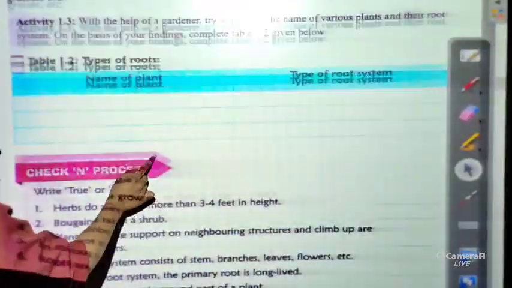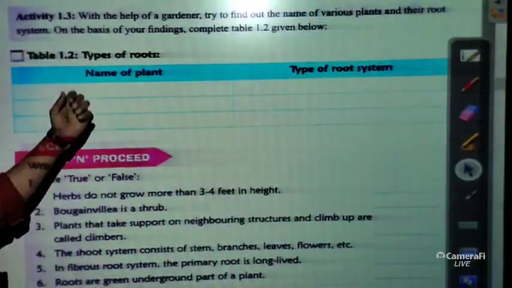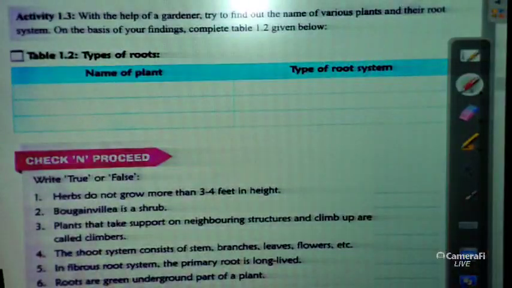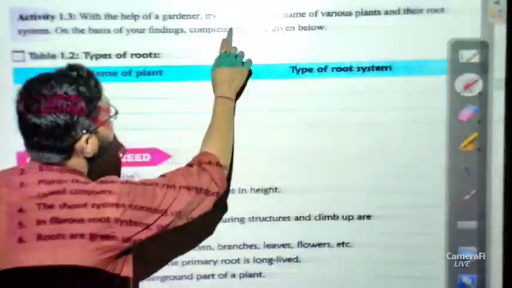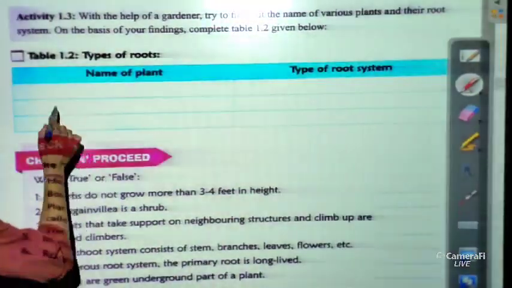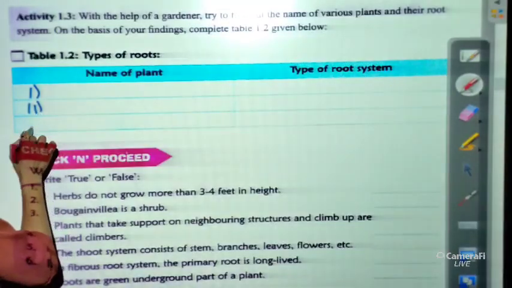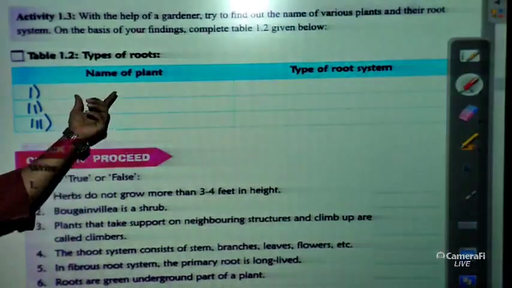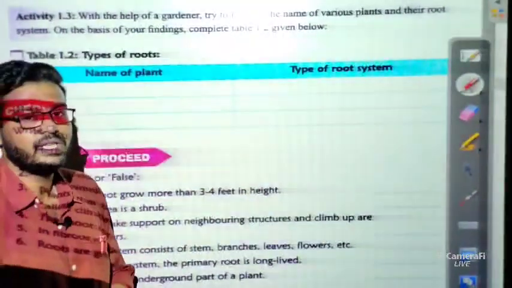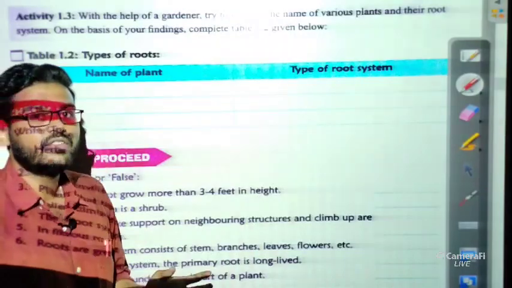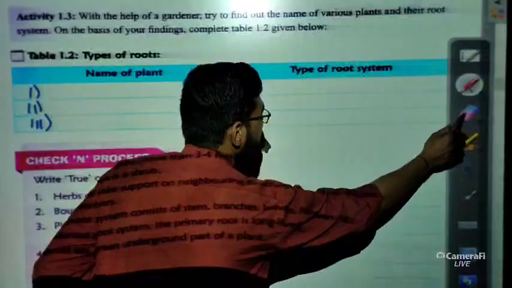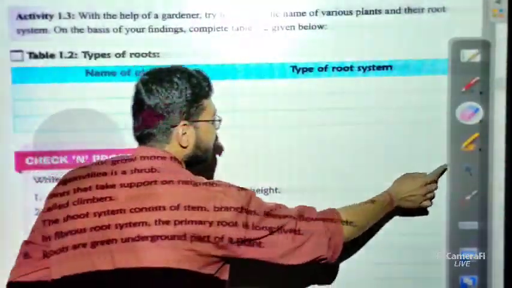If this portion is clear, then again an activity is there. Just have a look, which we call activity 1.3. So what you have to do in this activity? Basically, with the help of a gardener, try to find out the names of various plants and their root systems. You have to write the plants, 1, 2, 3, three places are there. You have to write the name of the plant and what type of root system is there. That means whether a tap root system is there or a fibrous root system is there. So you have to mention it here. I hope this is clear. Very simple one.